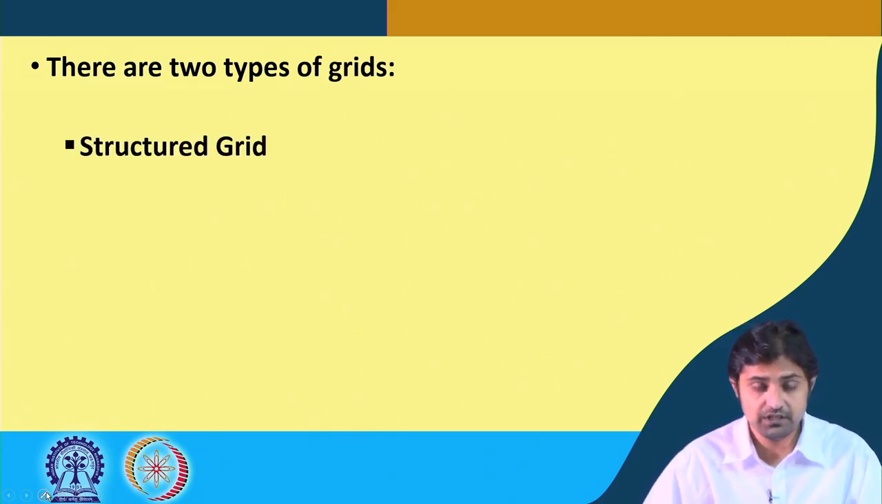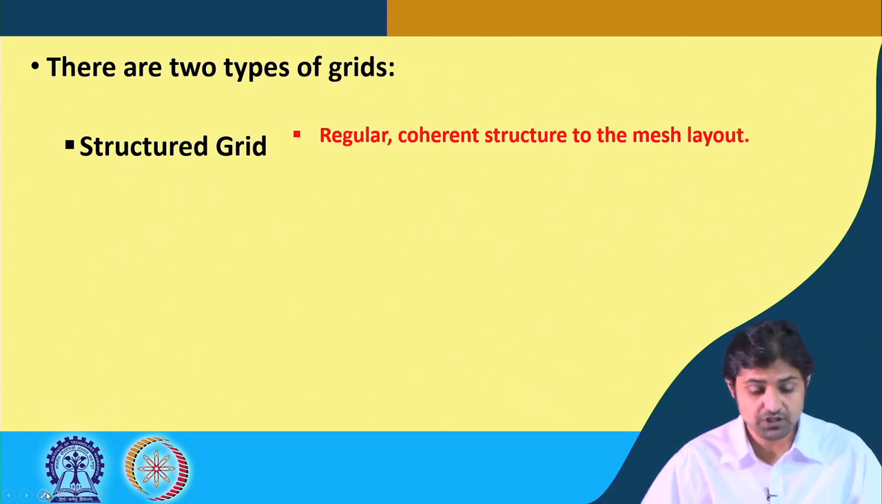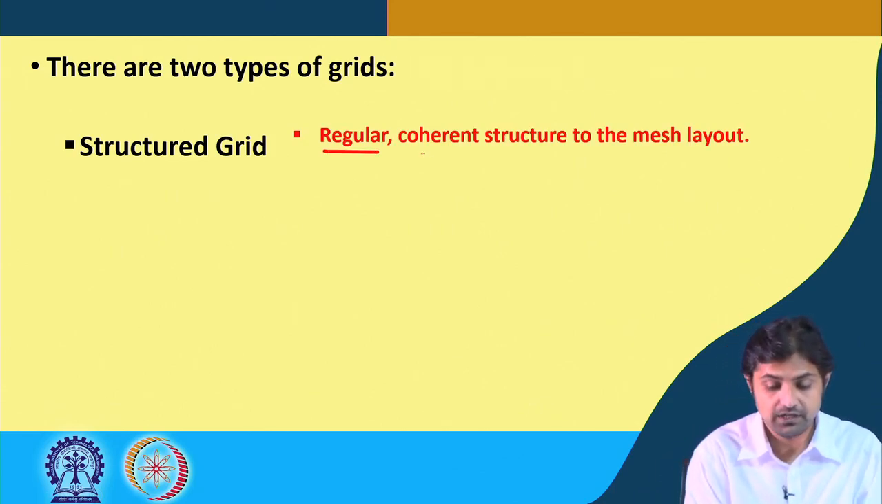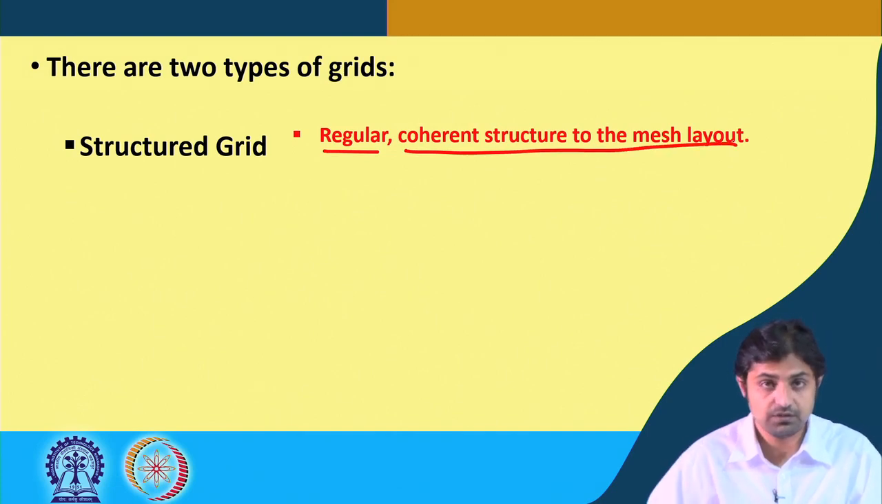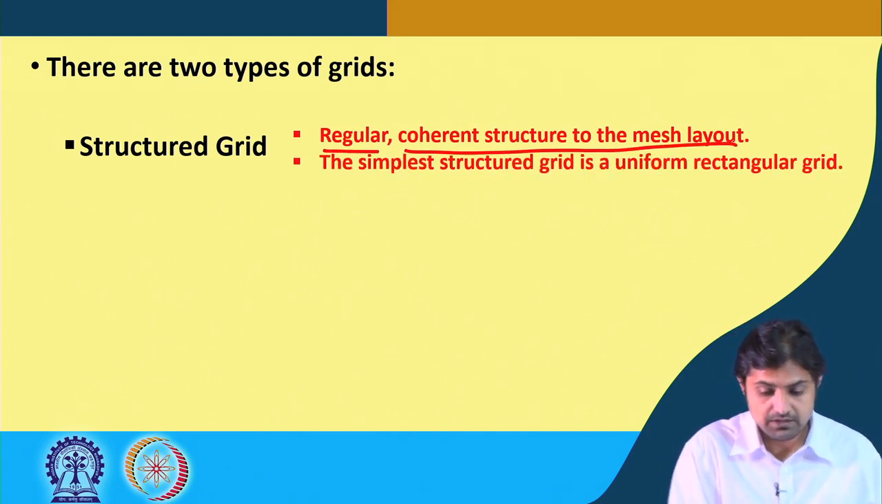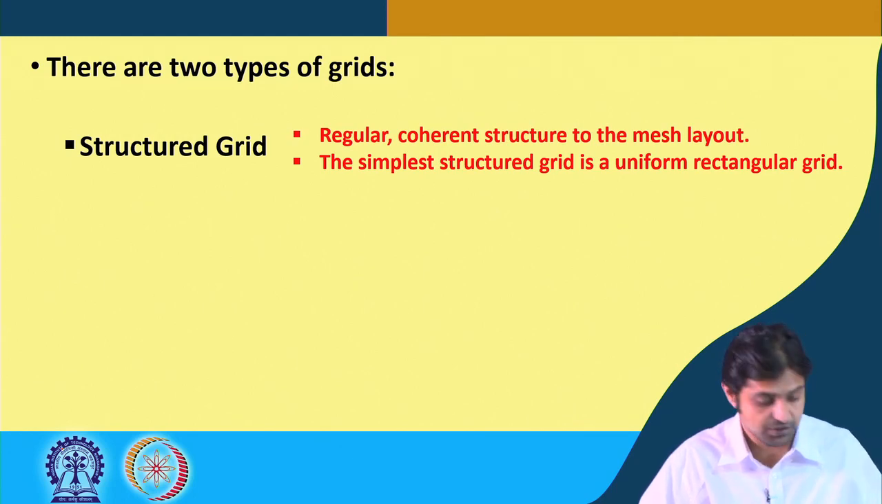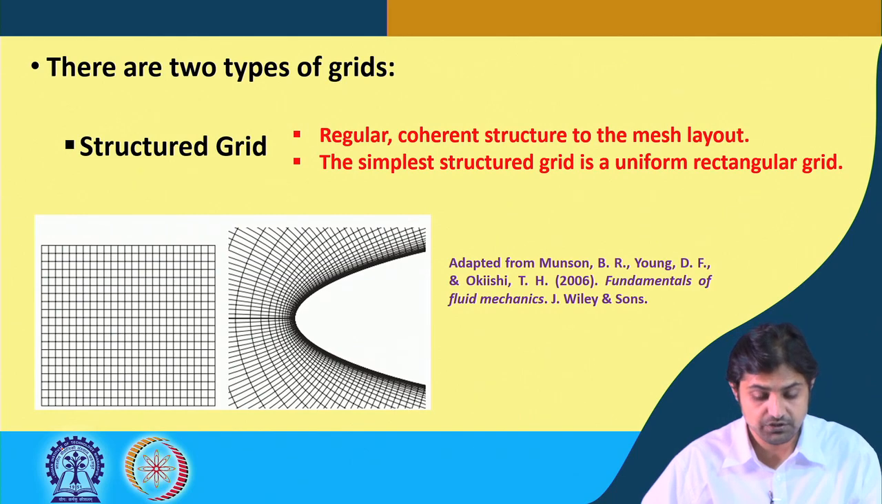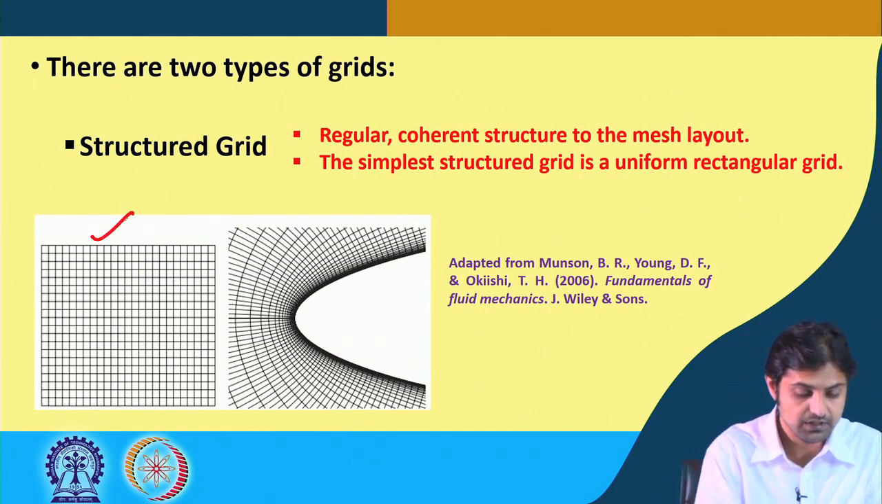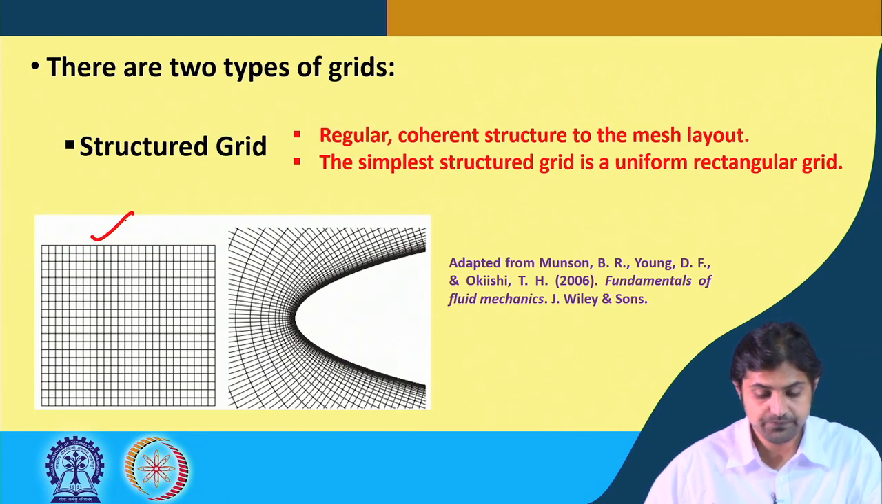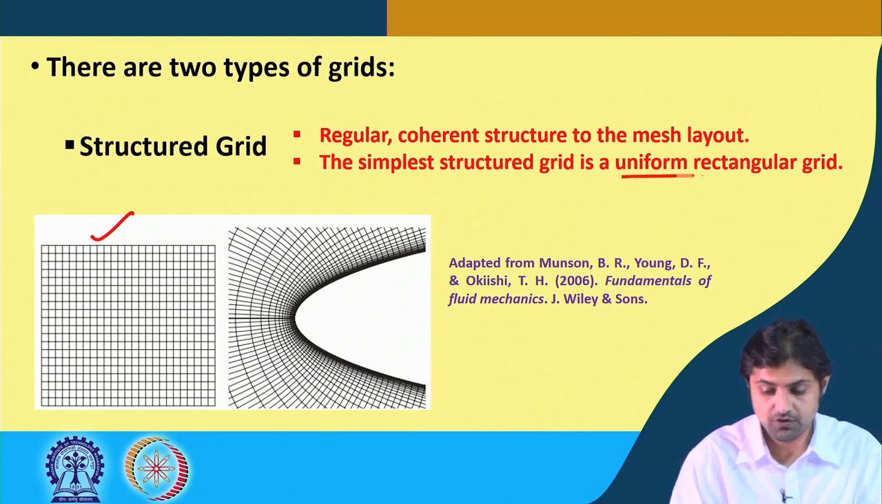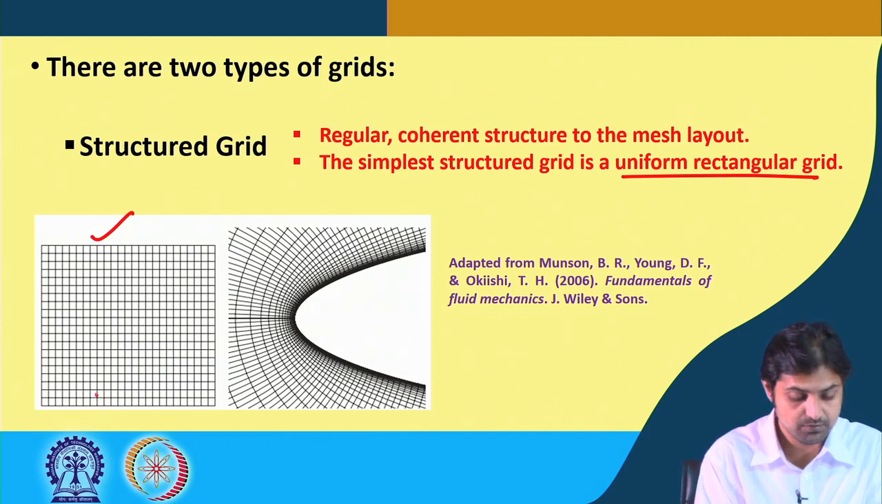One is a structured grid, and structured grid means the grids are regular and have a coherent structure to the mesh layout. These are the simplest, the structured grids, and they are generally uniform rectangular grids. Those are called the structured grids. So the structured grids look like this one here. All right. So you see they have a uniform rectangular grid. So all these small shapes are rectangular.